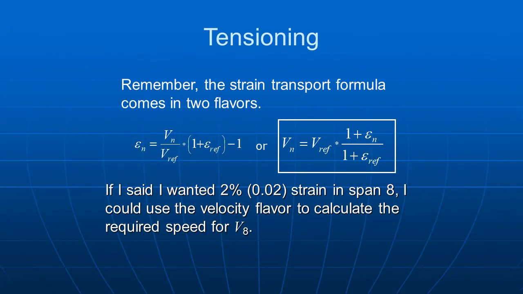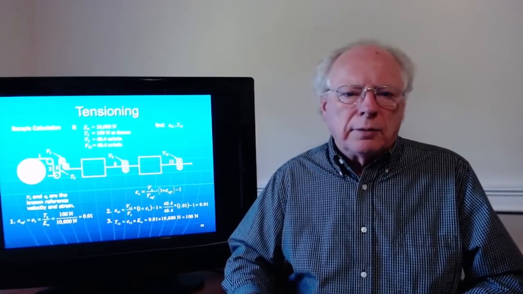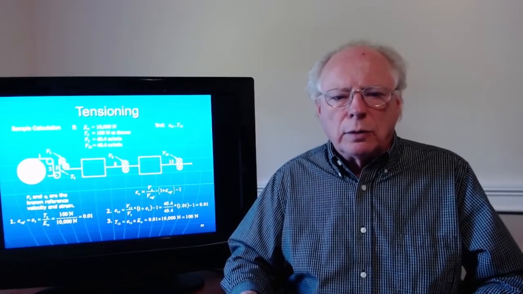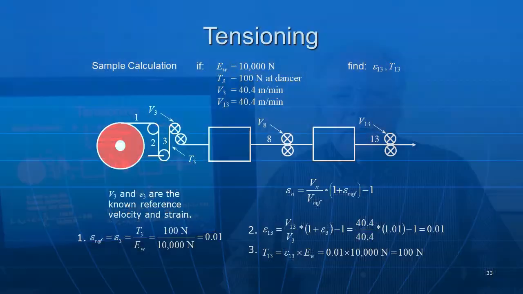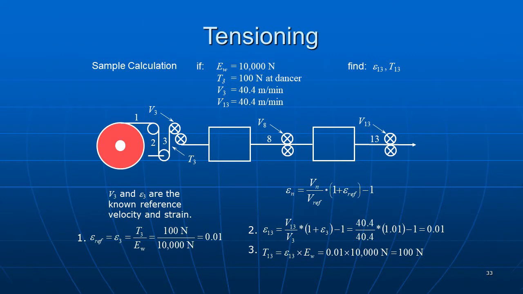Now, if I had said I want a strain of 2% in span 8, what speed do I need to run it at? I could have solved that with the velocity formula. And so you need to apply whichever one you need for whatever question you have. Now we go to the next driven roller, velocity 13, roller 13. It's got a velocity of 40.4 meters per second.